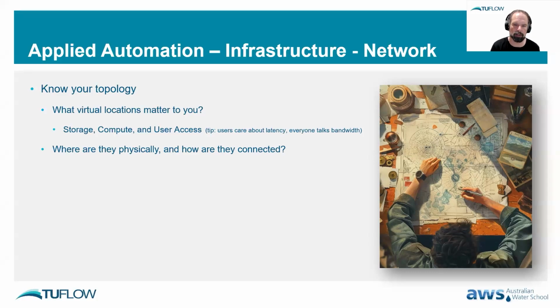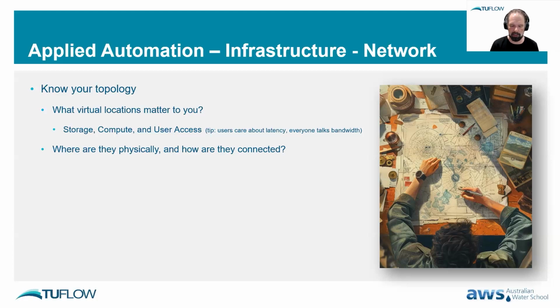in particular the network. So know your topology. What that means is you should have a good mental map of all of the elements of your network that are relevant to you. Locations that matter are like storage, compute, and user access locations. So storage obviously just could be databases, could be file systems, your NASs, your network drives. And user access locations are the places where people do their actual work.